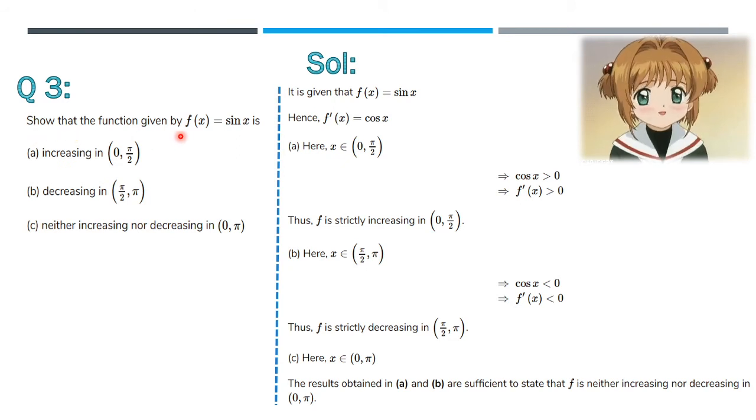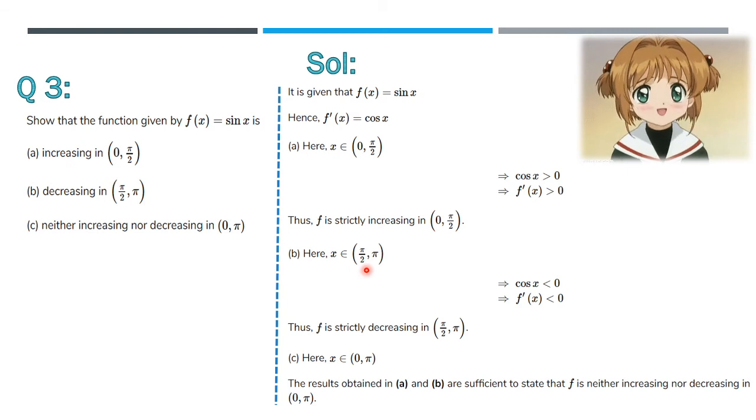Now show that the function sin x is increasing in this interval, decreasing in this interval, and neither increasing nor decreasing in 0 to pi. Students, we know this very well with the help of a graph. Now let's discuss here. f x is sin x. What is the derivative? Cos x. Now x belongs to 0 to pi by 2, which means first quadrant. In the first quadrant, cos x is definitely greater than 0. It is positive. So it means f dash x is greater than 0 in this interval. So it is strictly increasing.